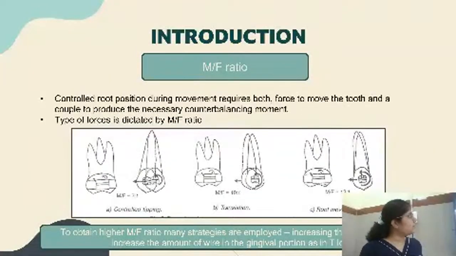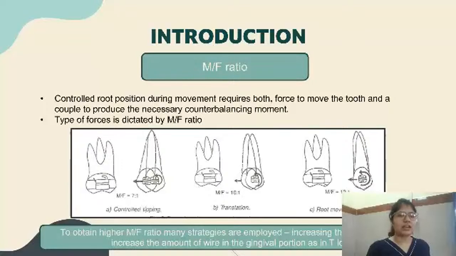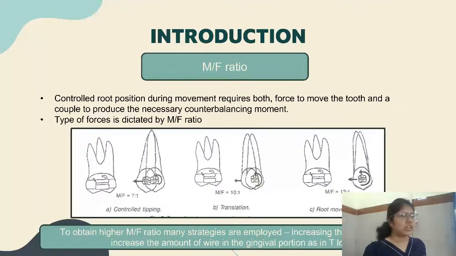Now, what is M/F ratio? Controlled root position during movement requires both force and a couple: force to move the tooth and a couple to produce the necessary counterbalancing movement. The type of movement is dictated by the M/F ratio. For controlled tipping, the M/F ratio required is 7:1, for translation 10:1, and for root movement 12:1.